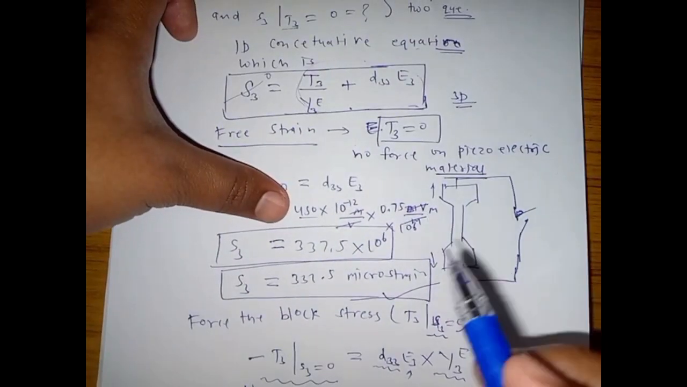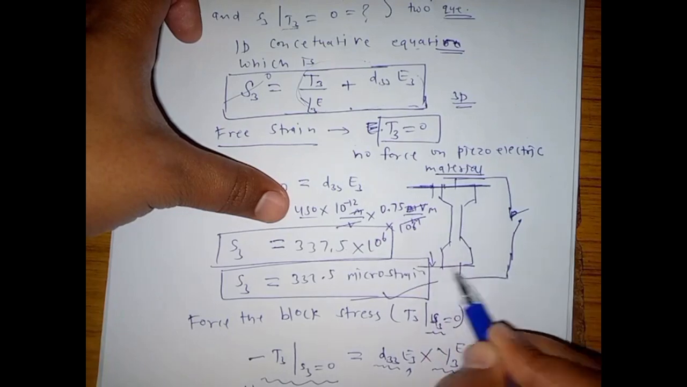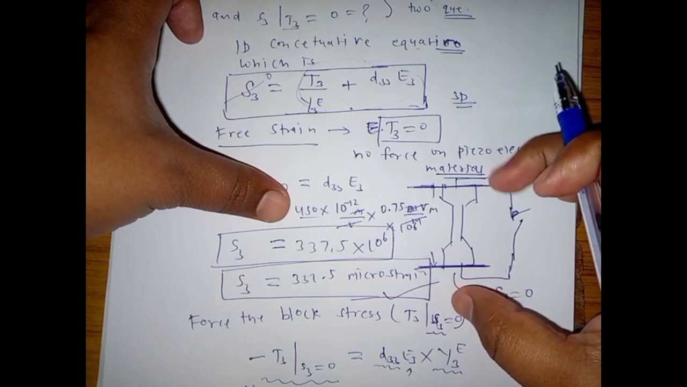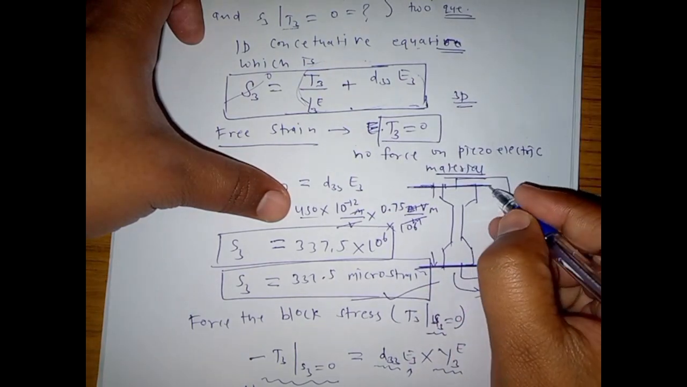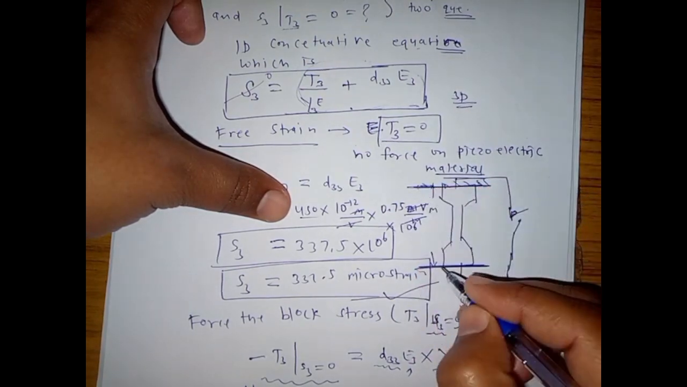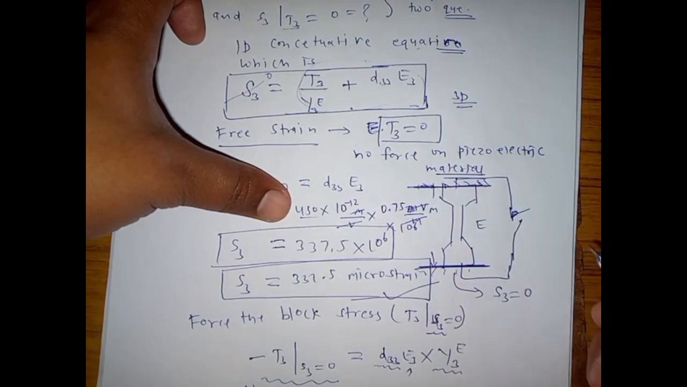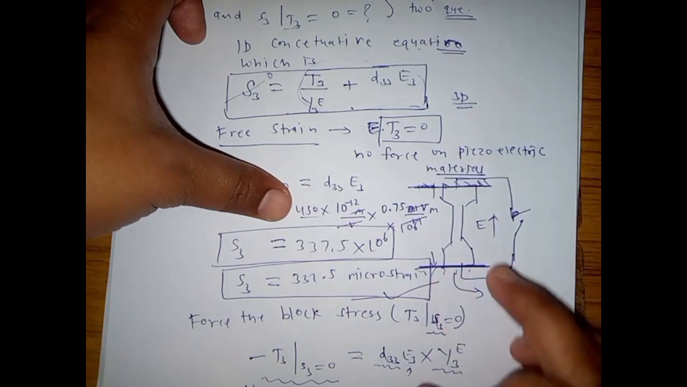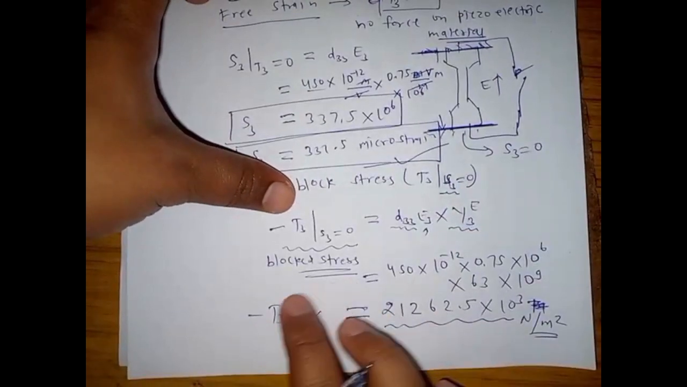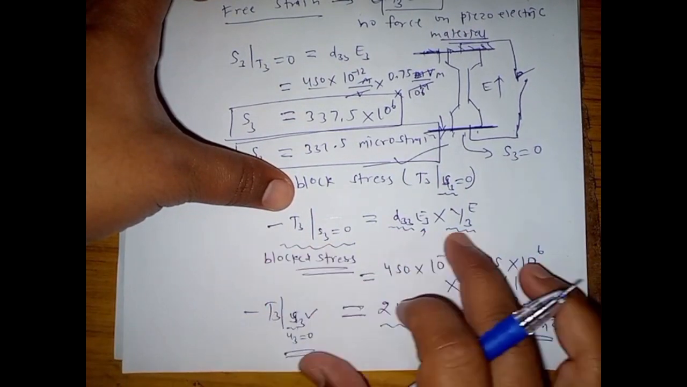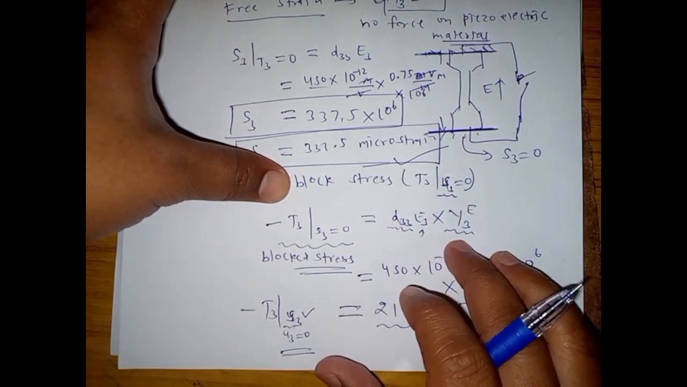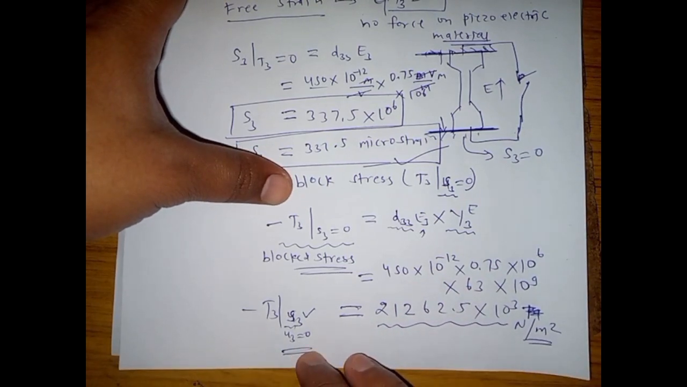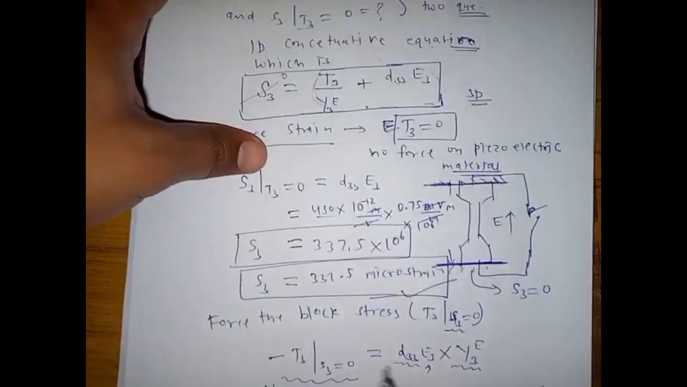So if you clamp this material, then S3 will be 0, because it does not get enlarged. If you clamp this material by some means and apply the electric field in the 3 direction, that is the thickness direction, it does not get enlarged, so S3 will be 0, and by this formula and by plugging in these values, the result for the block stress and free strain comes out.